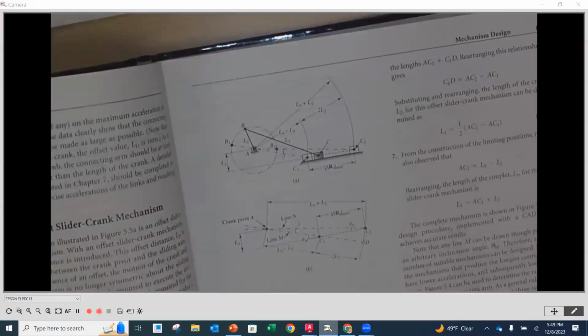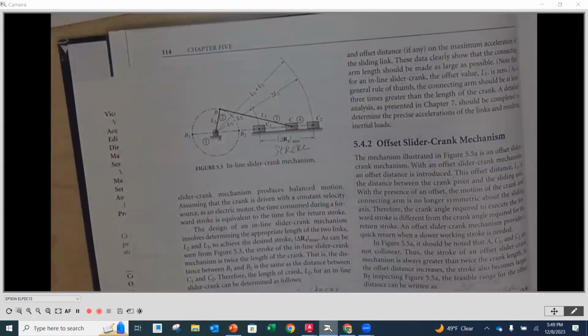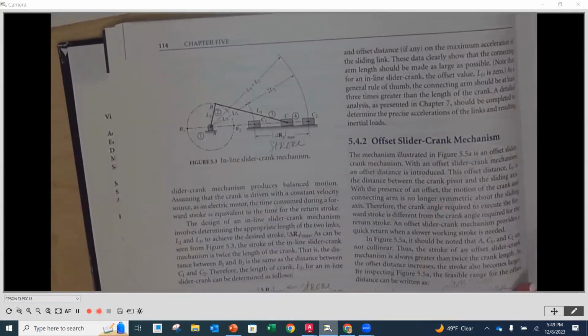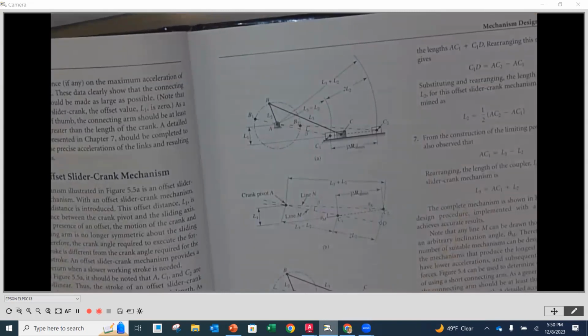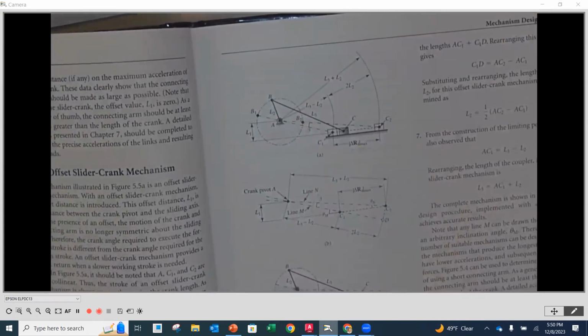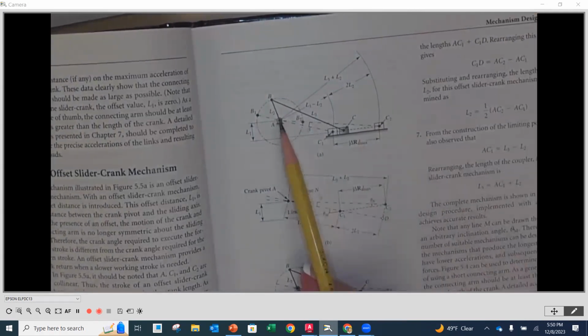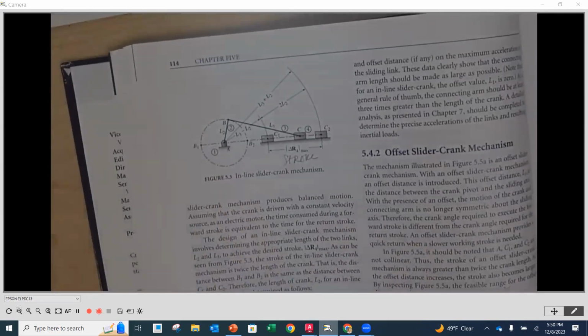So the first thing that's going to be identified is, what is your stroke? And that'll be given to us in our problem. So whether we're an inline or we're an offset, we have to first determine where that stroke is going to be. Then, based on the motion that's desired, are we going to be an offset or an inline? And then depending on spatial relationships.